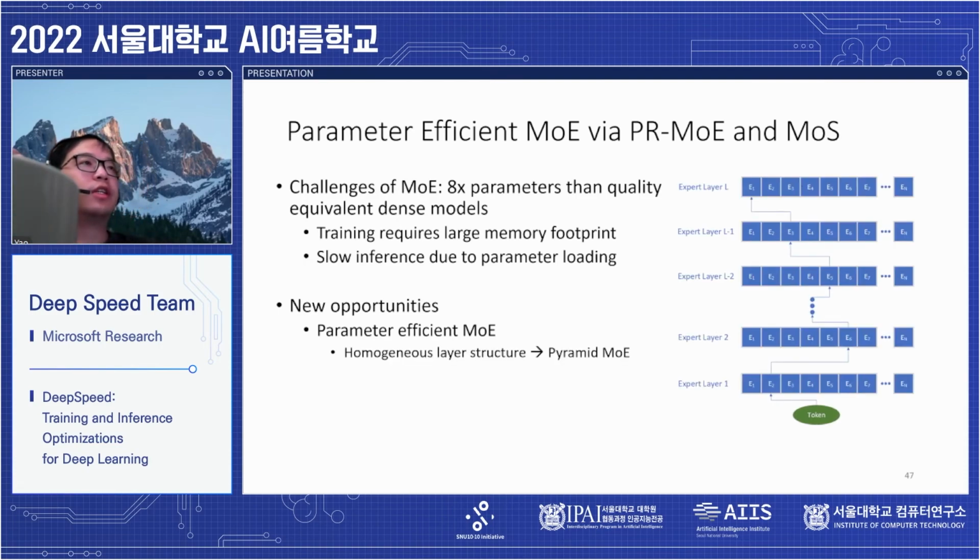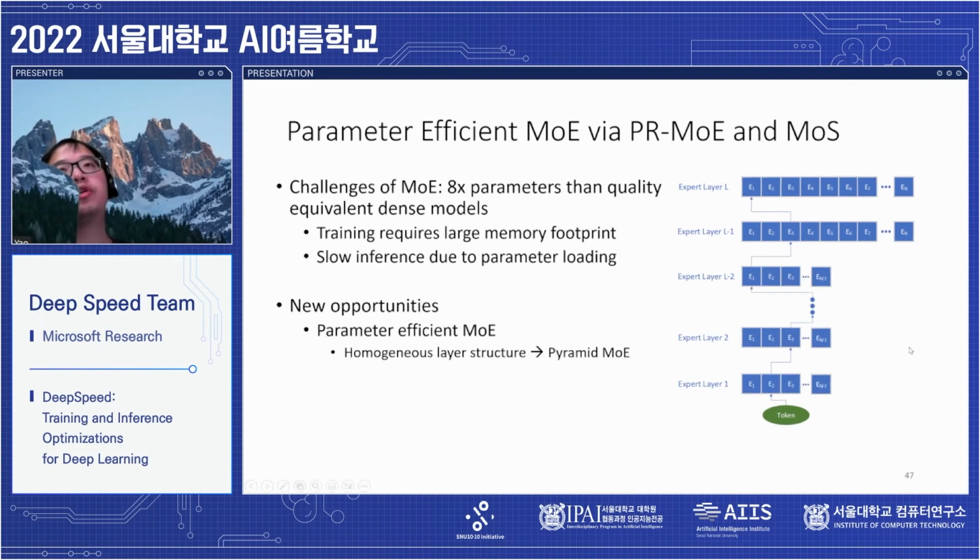First of all, the standard MoE architecture uses a homogeneous layer structure. Basically it means for every layer, you have the same layer structure: the same number of experts and each expert has the same architecture. In order to reduce the number of experts, we design a new architecture called Pyramid-MoE, which uses more experts in the last 2 layers and reduces the number of experts in the previous layers, layer 1 to layer L-2.